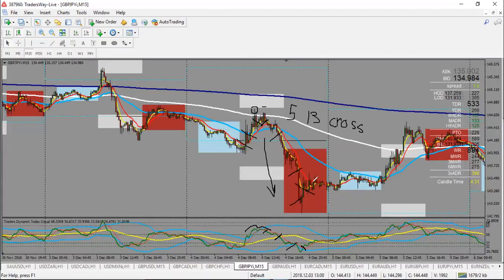And then notice how the EMAs then cross back over to the upside as well. And notice right here in this first example, once the EMAs then cross over to the upside, you should have already been out.